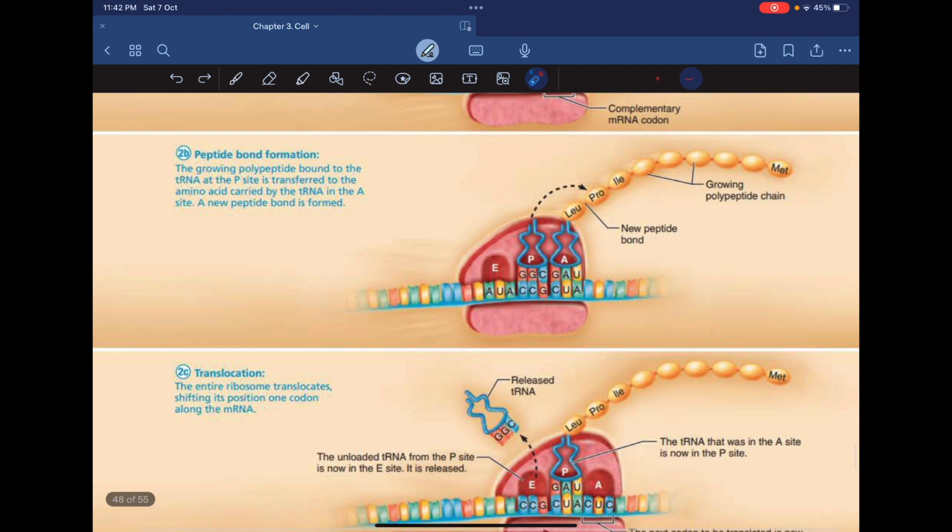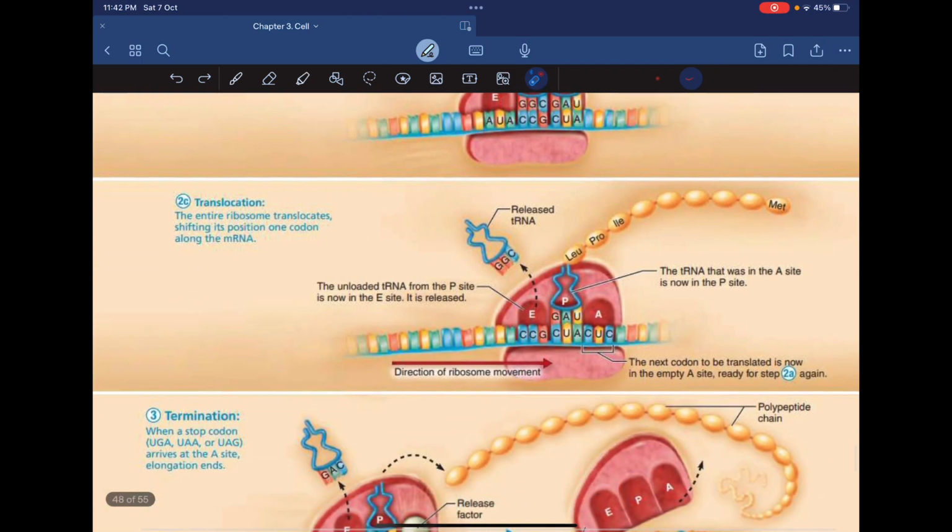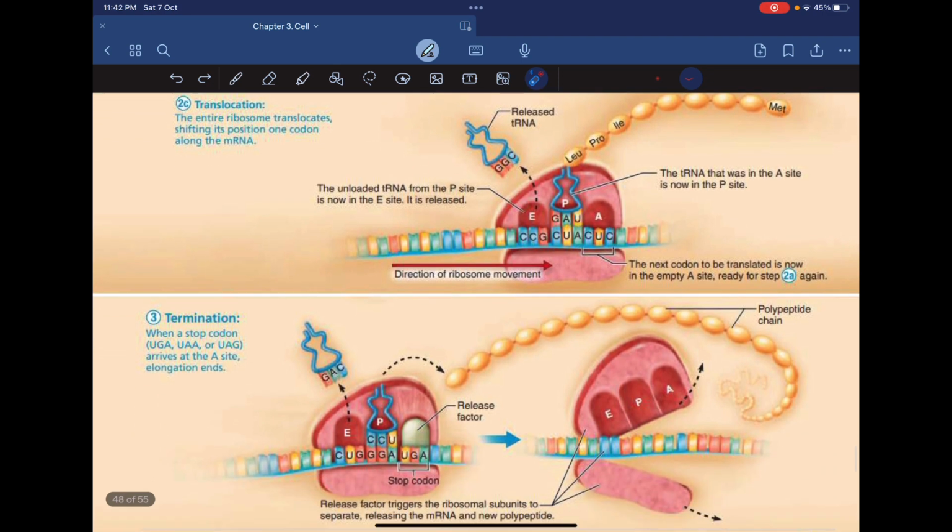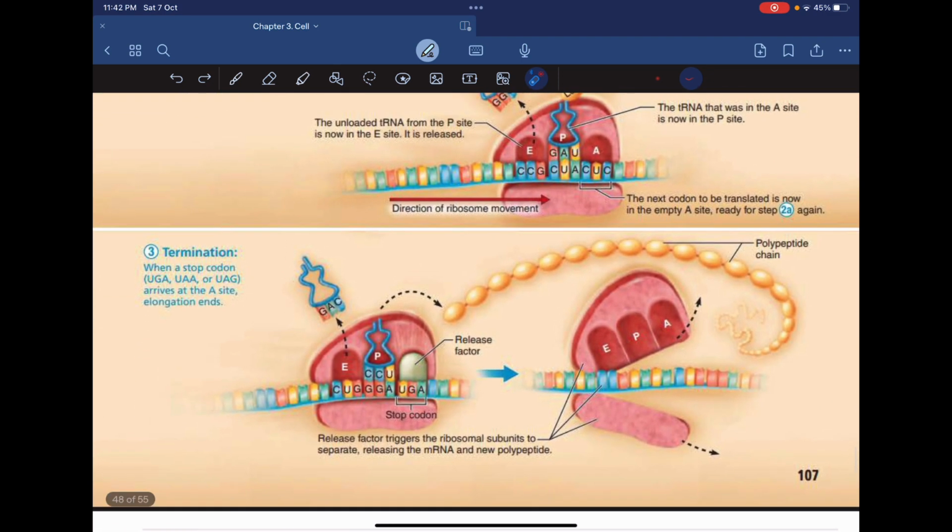Also, when a stop codon is reached and it's bound to the A site, elongation ends and the polypeptide is released in the P site. So what did we say? The stop codon comes and binds to the A site, but actually the polypeptide chain is released from where? From the P site.